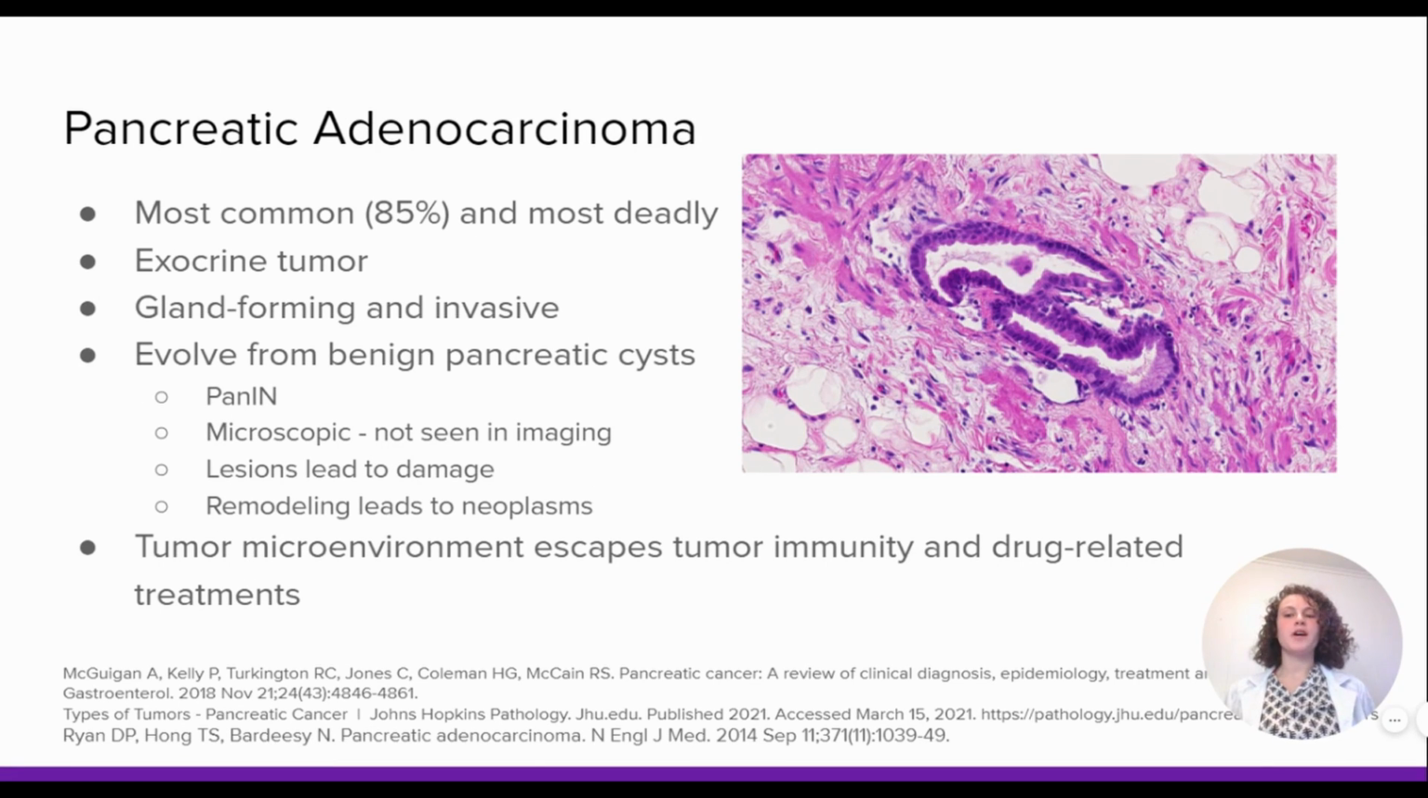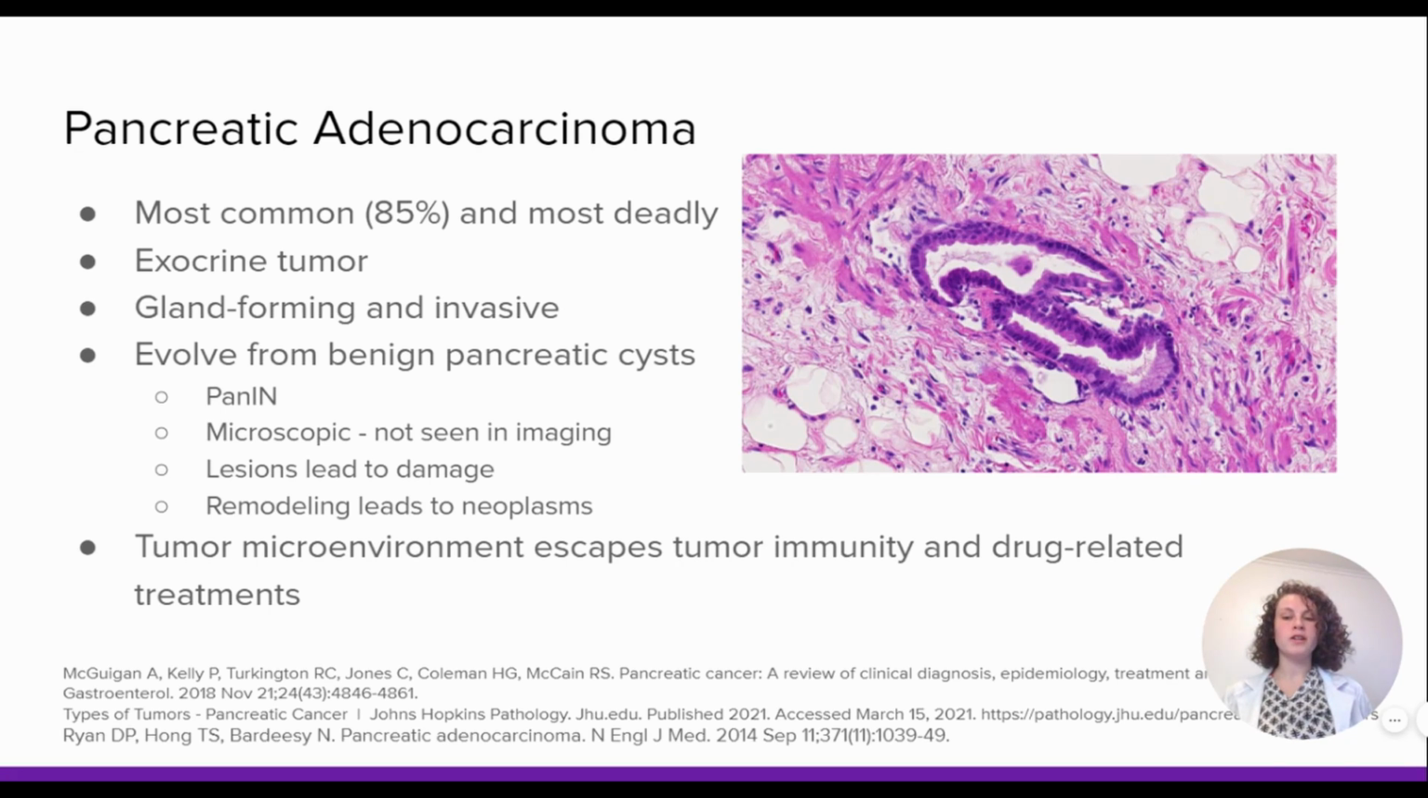Today we're going to focus on pancreatic adenocarcinomas, as they are the most common type of pancreatic tumor, making up 85% of cases. These tumors are also the most deadly type of pancreatic cancer. This type of tumor is found in exocrine tissues, and it is gland-forming, meaning that the tumor grows tubes which invade other tissues such as blood vessels and healthy pancreatic tissue.